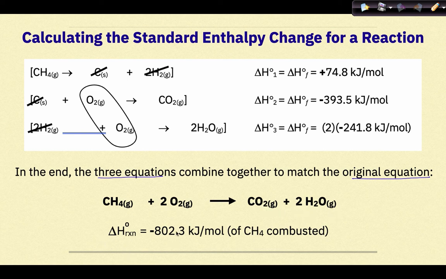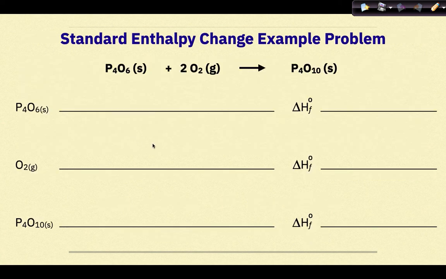And the overall heat of reaction, if we add heat of formation 1, 2, and 3 together to get our overall heat of reaction at the standard state, is negative 802.3 kilojoules per mole of methane combusted. Let's do an example problem. Tetraphosphorus P4O6 solid plus 2 moles of oxygen yields P4O10 solid.